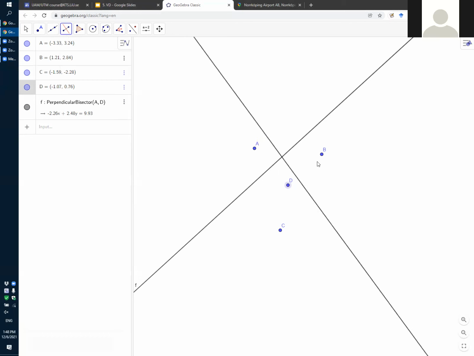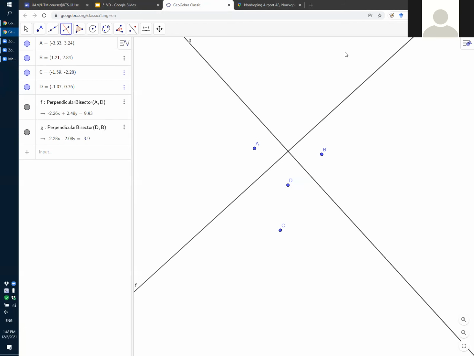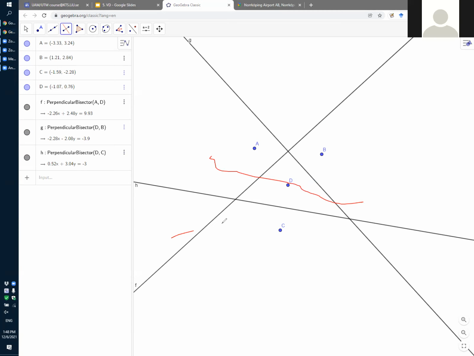Bisectors between D and B. And again, everything here is closer to D than to B. Everything here is closer to B than to D. And last but not least, let's do the bisector between D and C. And here we go. Everything here at the top is closer to D than to C. Everything here is closer to C than to D.